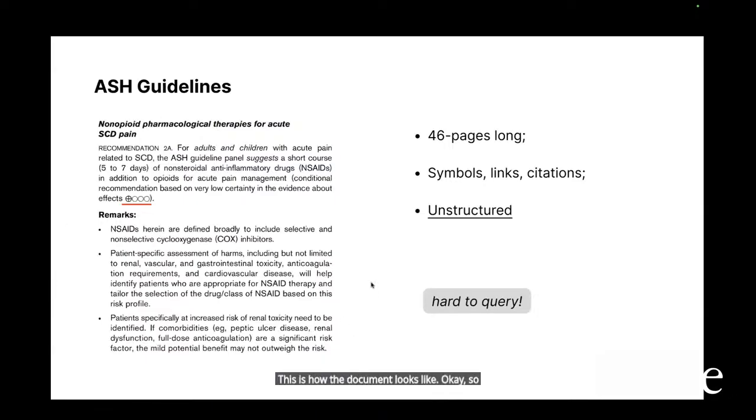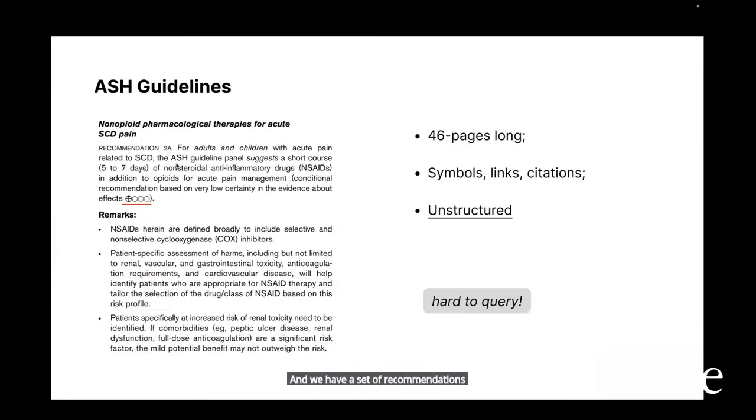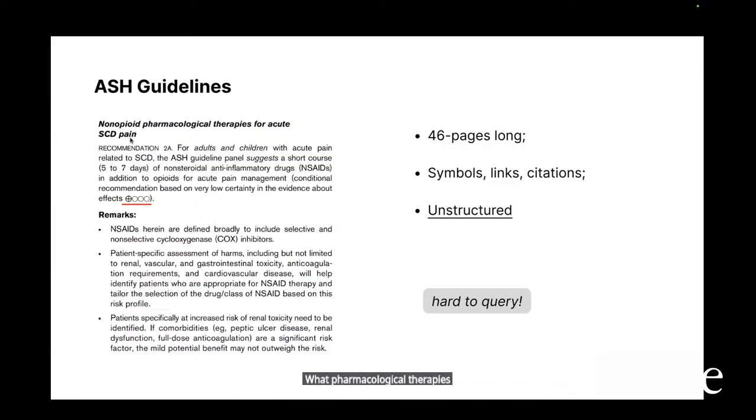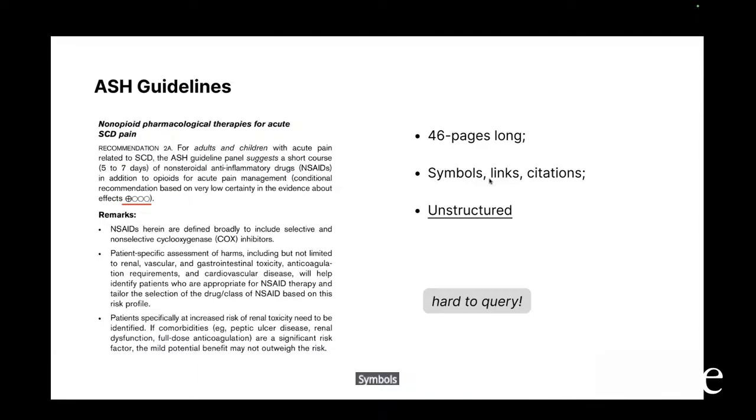This is one of the paragraphs: non-opioid pharmacological therapies for sickle cell disease pain. We have a set of recommendations based on literature or expert opinion about what treatment should be given for patients in these conditions, what pharmacological therapies that are non-opioids, right? We have a summary of the recommendation, remarks, citations, links, and a bunch of information that is not shown here but is linked, right? We have symbols, citations from publications, and this is a very long document, right?